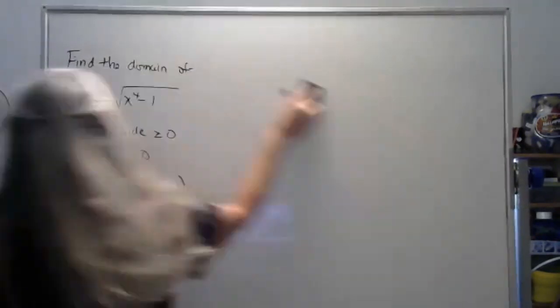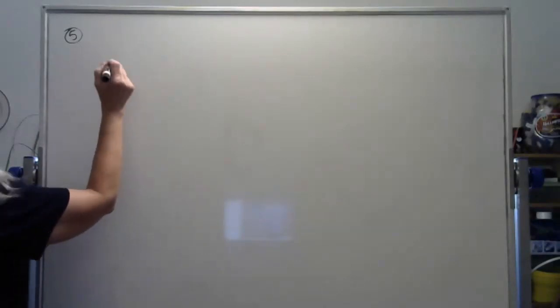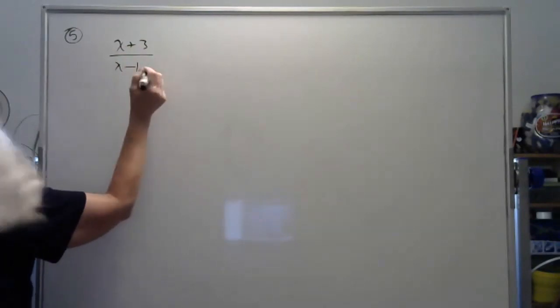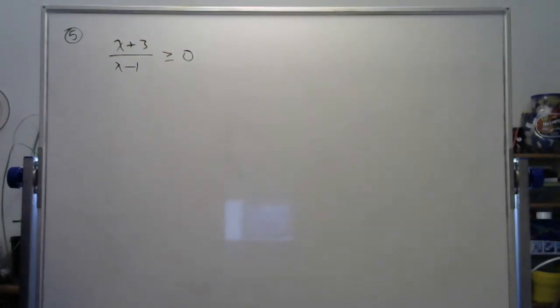This is example 5. We're going to slightly switch gears a little bit, it will look like. So we're going to do x plus 3 over x minus 1 greater than or equal to 0. So x plus 3 over x minus 1 greater than or equal to 0. Okay. So these are rational inequalities. And again, they're rational because you see x in the denominator. So that's what makes it a rational function.